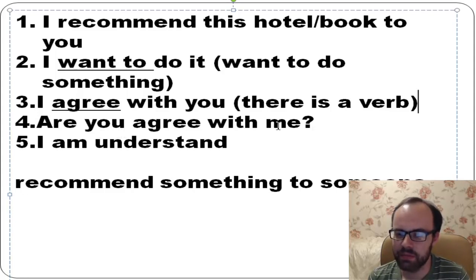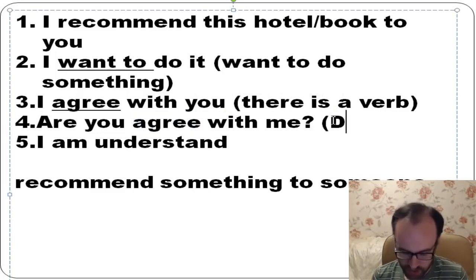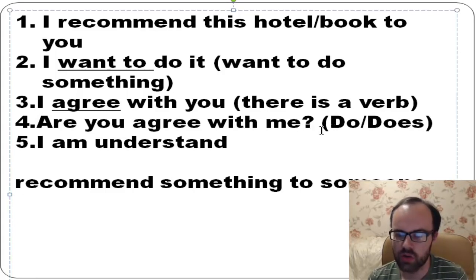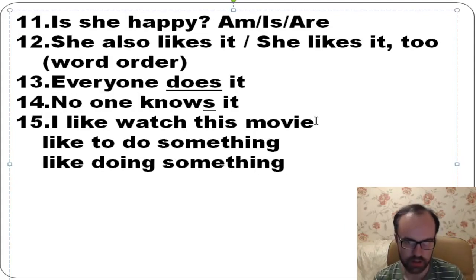It's the same problem. You need to understand how we ask questions. If you have a verb and you need to ask a question in present simple, you ask it with do or does. You say does with he, she, it, and do with the others. Like doing something, it's okay too: like to do something or like doing something.